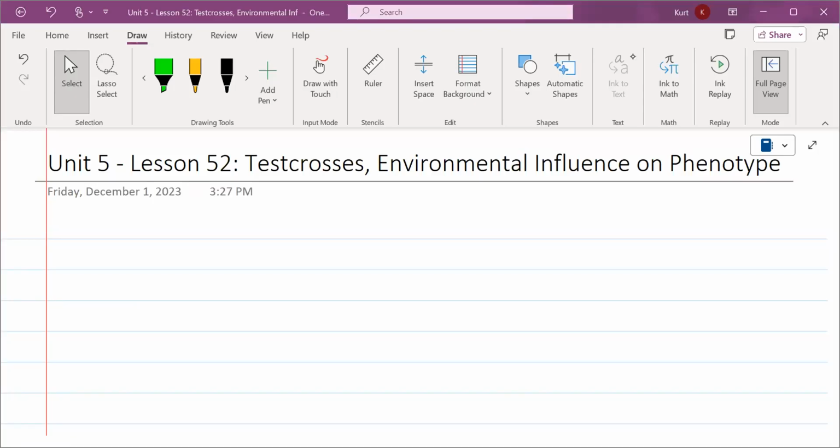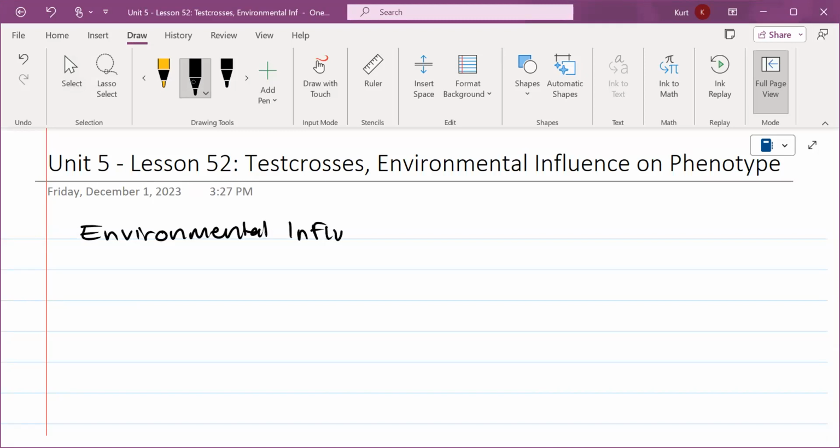Okay, so this is the final lesson of Unit 5, Lesson 52, Test Crosses and Environmental Influence on Phenotype. We're going to talk about the second topic first: environmental influences on phenotype.